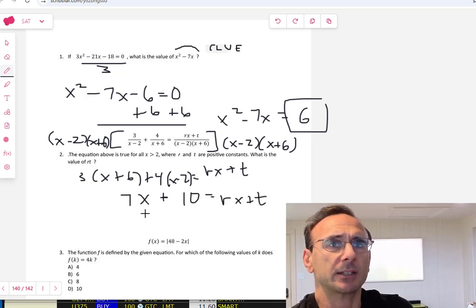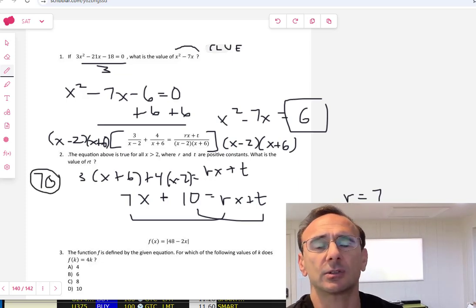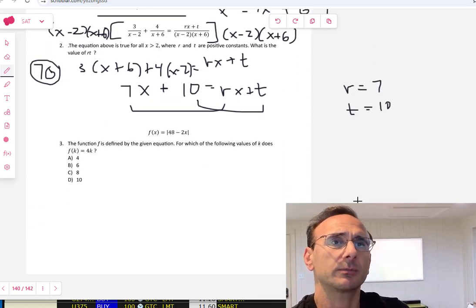And then we compare our like terms. The 7 is where the r is, so r is 7. The 10 is where the t is, so t is 10. So RT would be 70. Last step is to multiply them together for some reason. So always be looking to compare like terms if there are too many unknowns.